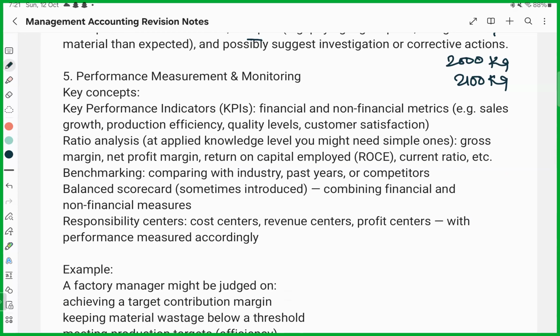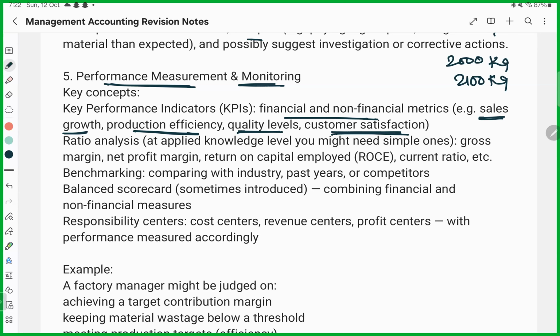Now let's talk about performance measurement and monitoring. What are the key performance indicators? The key performance indicators can be financial or non-financial metrics. That is, what's the sales growth that the company is achieving? What's the production efficiency that the company is providing to me? What are the quality levels? Am I providing a quality product of the top level, or is my product something which is not up to the levels? What is the customer satisfaction that I'm generating from selling the product?